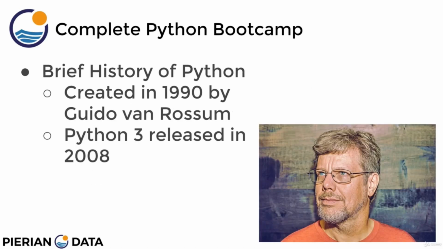Let's start with just a very brief history of Python. It was created in 1990 by Guido van Rossum, who is pictured here, and Python 3 was released in 2008, with subsequent releases happening after that, such as 3.1, 3.2, and so on.